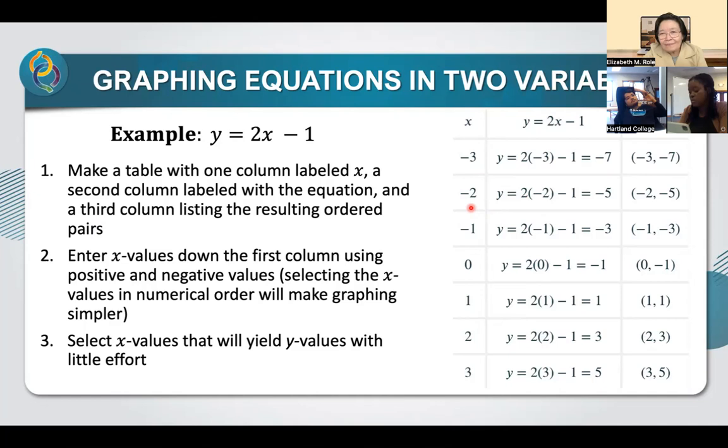If x is -2, 2 times -2 minus 1 is -5. So it will be -2, -5. We always begin with the x coordinate. If your x is -1, 2 times -1 minus 1 is -3, and so those are the coordinates. For 0, 2 times 0 is 0, minus 1 is -1. If x is 1, 2 times 1 minus 1 is 1, so the coordinates are 1, 1. If x is 2, 2 times 2 is 4, minus 1 is 3, so 2, 3. And if your x is 3, 2 times 3 is 6, minus 1 is 5. That's 3, 5.